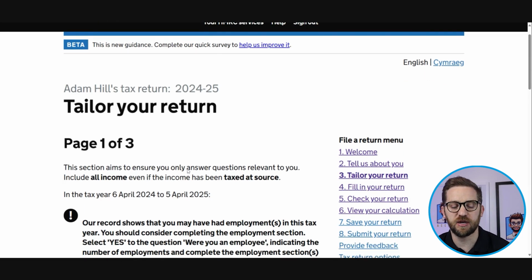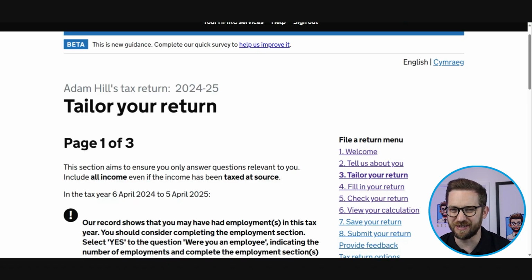Tailoring your return is telling HMRC about the different types of income that you had, the different exemptions that might apply, who's completing the return, all those types of details, and they'll use that information to then populate the pages of the return that you actually need to complete. So that if you don't have capital gains, for example, then you won't have to tell them any information about capital gains. You won't complete those pages at all.